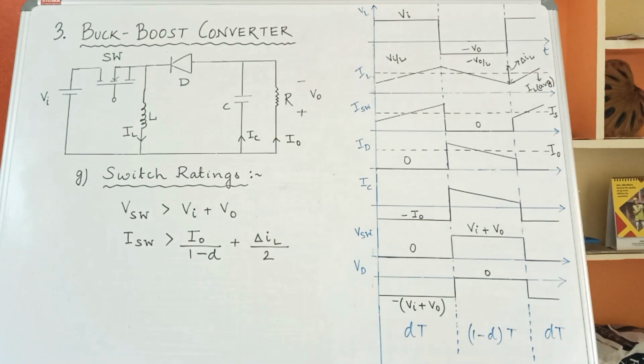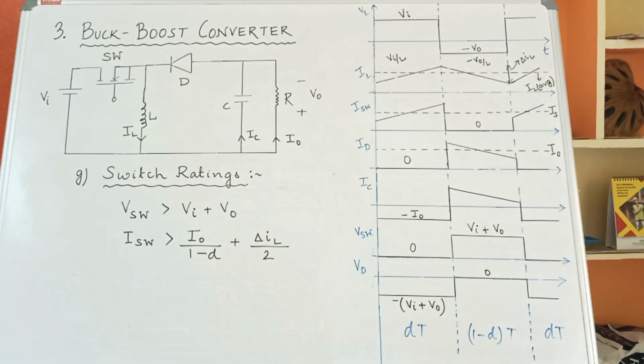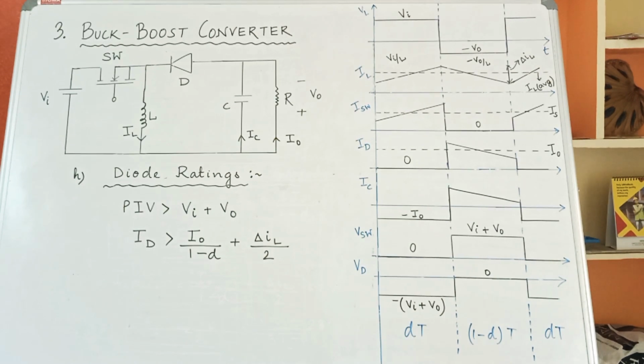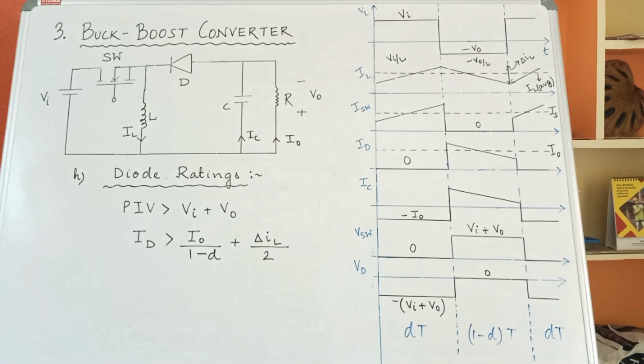Next, the switch ratings. I have already replaced AS by SW and BS by D. So ISW is nothing but the average value Is plus del IL by 2, and Is was calculated out to be I naught by 1 minus d, and VSW, if you observe, it is Vi plus V naught. And lastly, the diode ratings. The PIV, if you observe, VD comes out to be Vi plus V naught, and ID will be greater than I naught by 1 minus d plus del IL by 2.